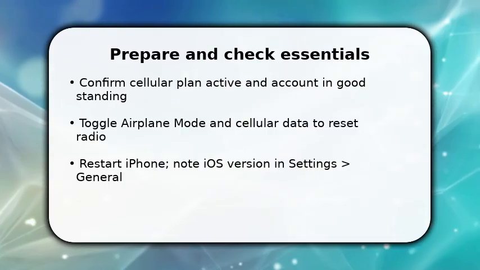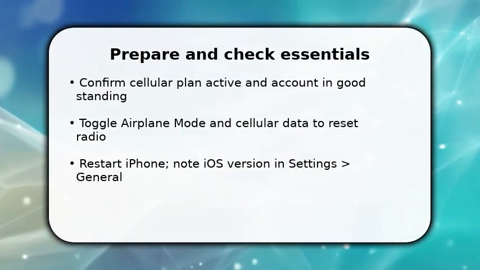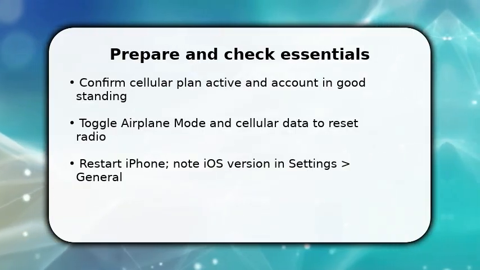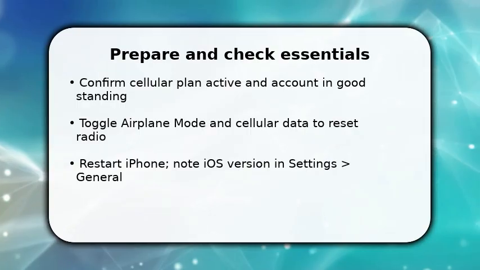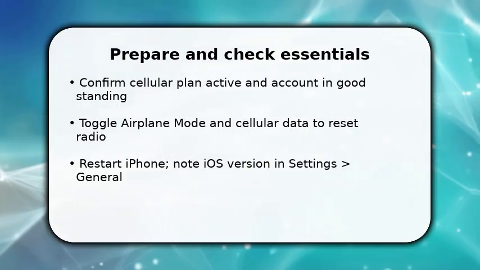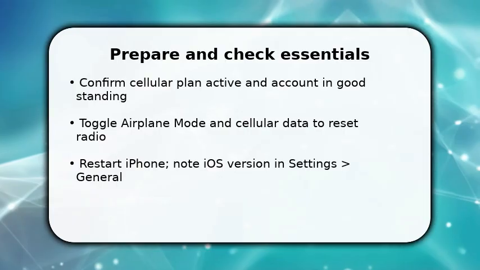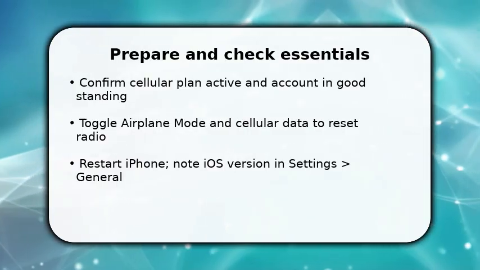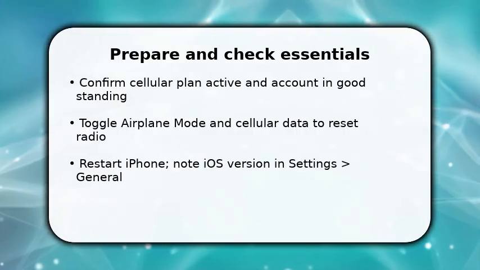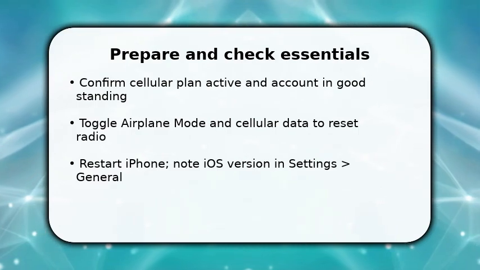You start by confirming the cellular plan and account are active because network blocks look like phone problems. Once done, toggle airplane mode on for 5 seconds then off to quickly reset the radio. This often restores registration. Make sure cellular data is enabled in Settings Cellular. If you haven't restarted the device yet, do it now. Restarting clears transient software faults and reloads carrier settings, which can resolve many data errors before deeper troubleshooting.